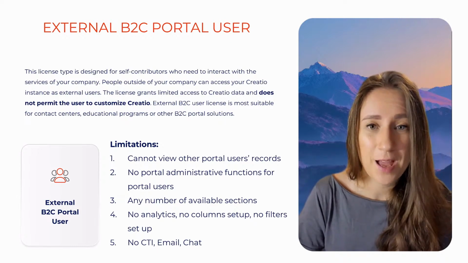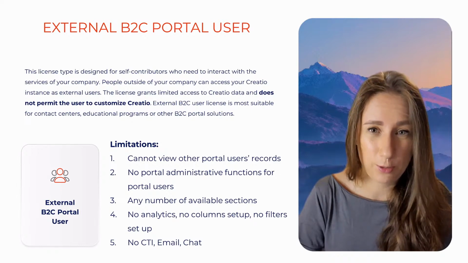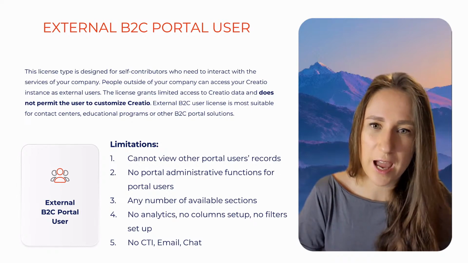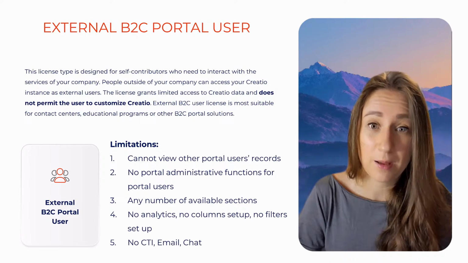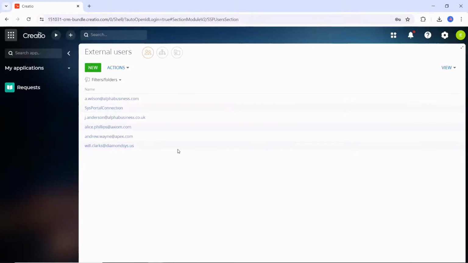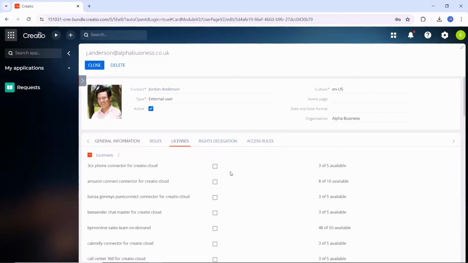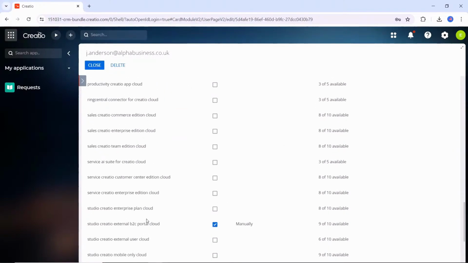Okay, so now let's go into Creatio and see how that's different. We're going to log in under the B2C user, and we're going to look at how that's different from B2B. Okay, the second user that we are going to look at is the external B2C. So Jordan Anderson has precisely that license. Let me quickly show you that.